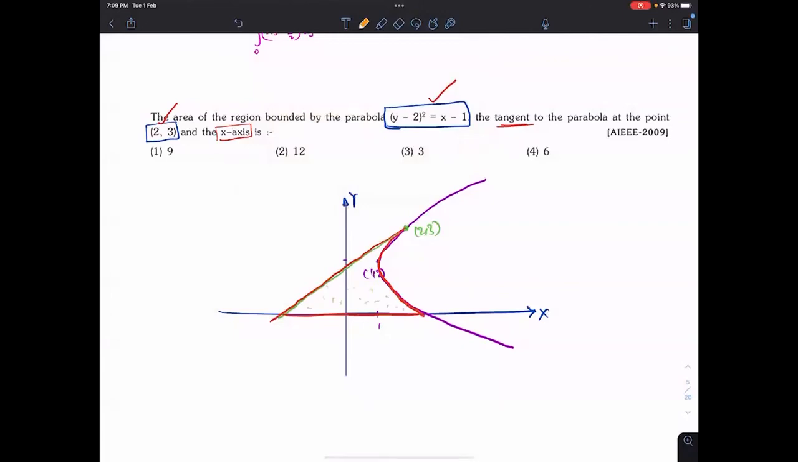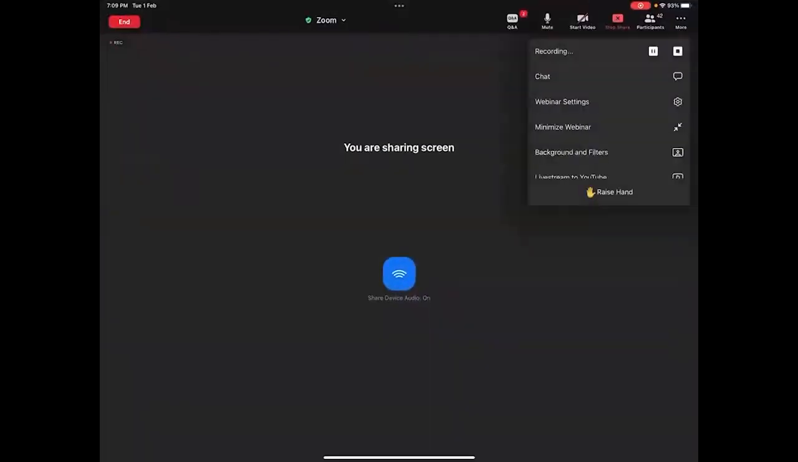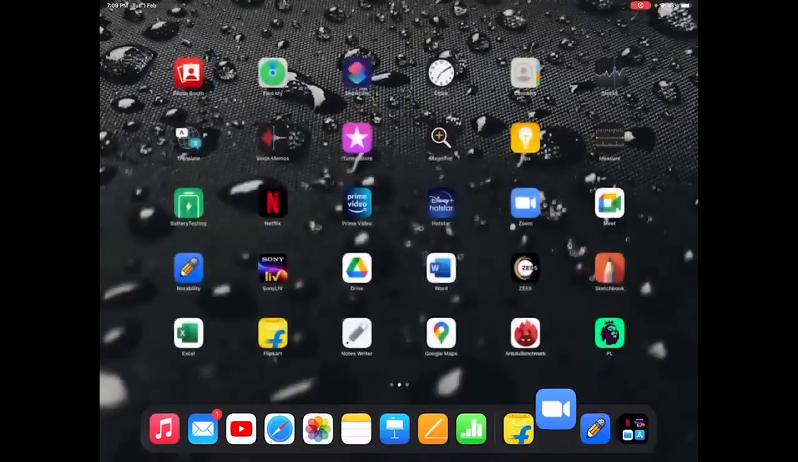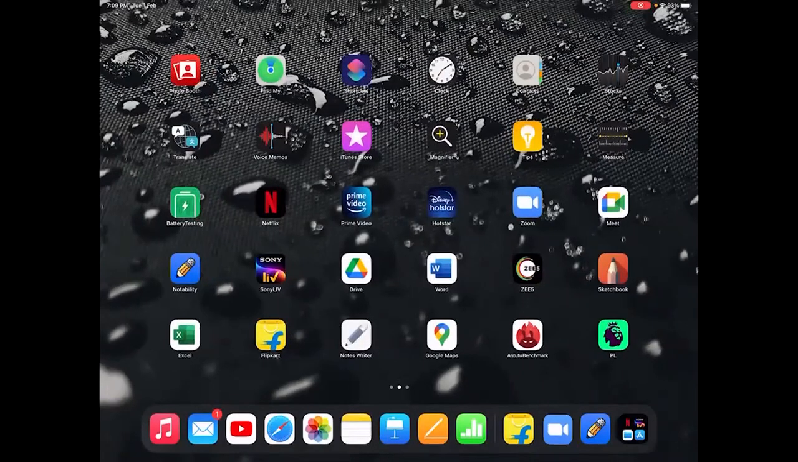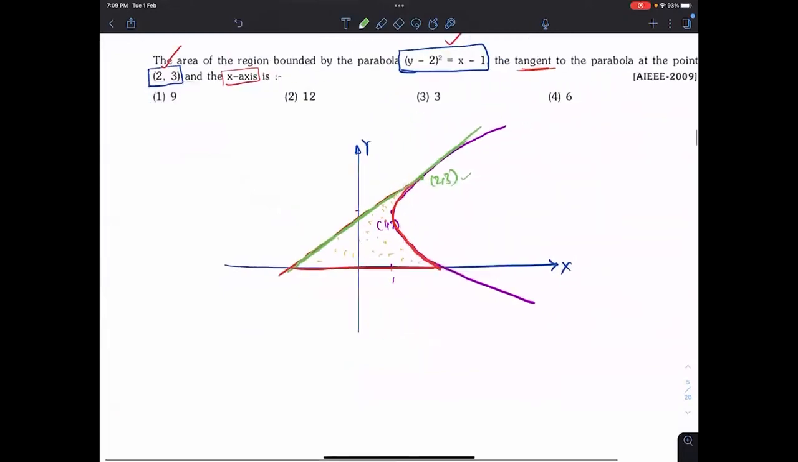Now tell me guys, will you take horizontal strips here or vertical strips to find this area? Any answers? Okay, I'll show the figure again. You have to find this area. You know the parabola equation. You can find the green color line equation, that is the tangent at 2, 3. Just by basic derivative you can find. If you find the derivative at 2, 3, you will know the slope of the tangent. So if you know a point and the slope, you can write that green color line equation.